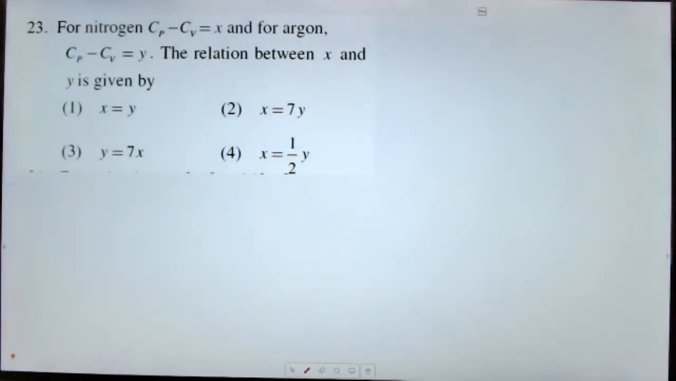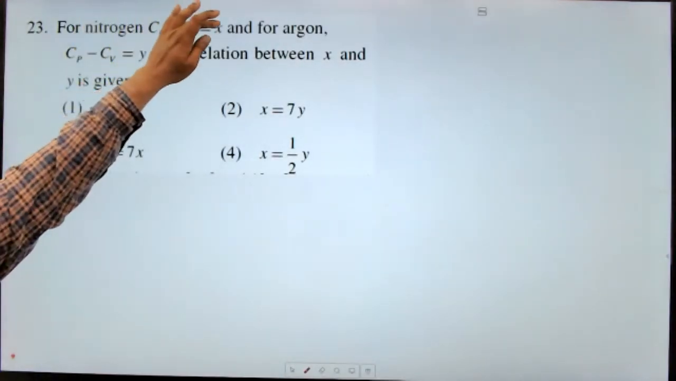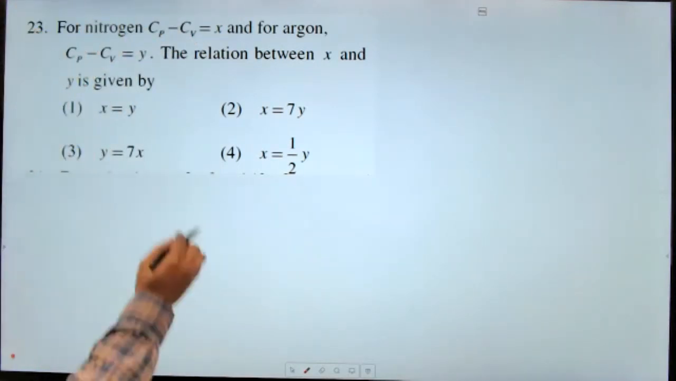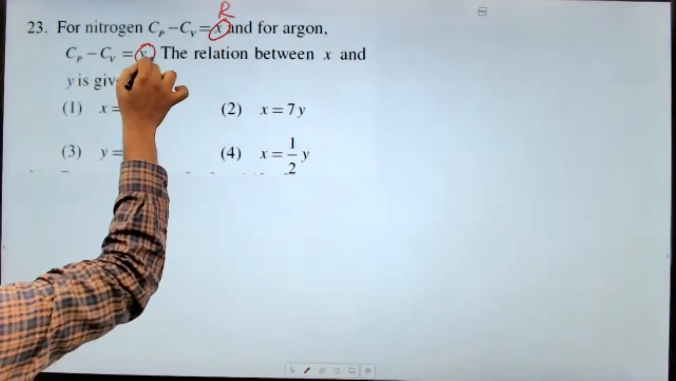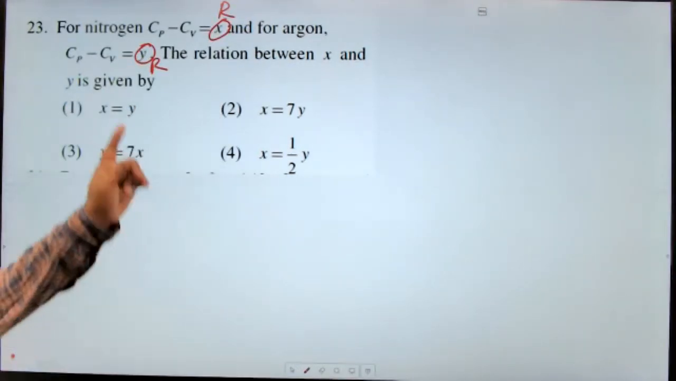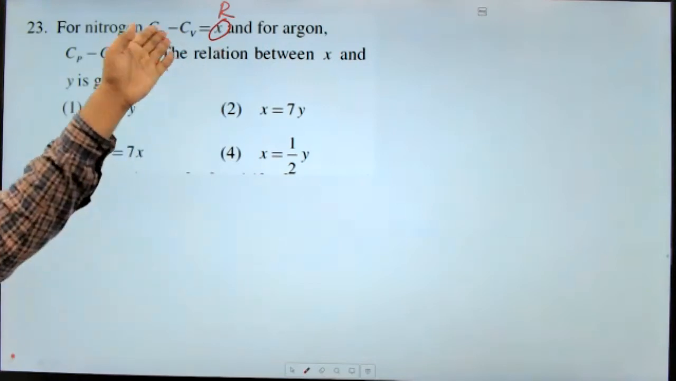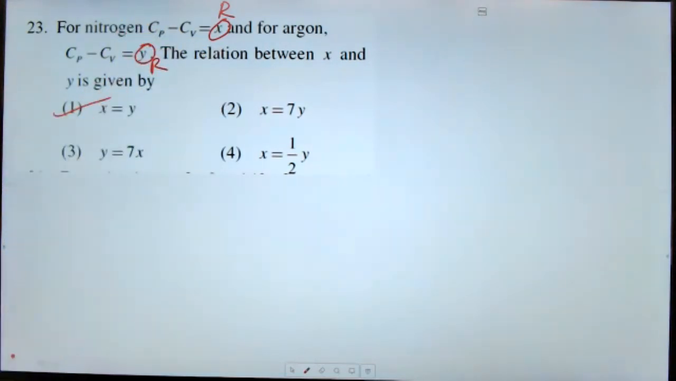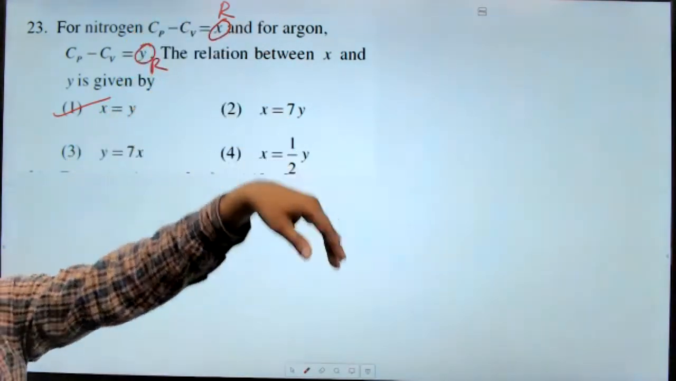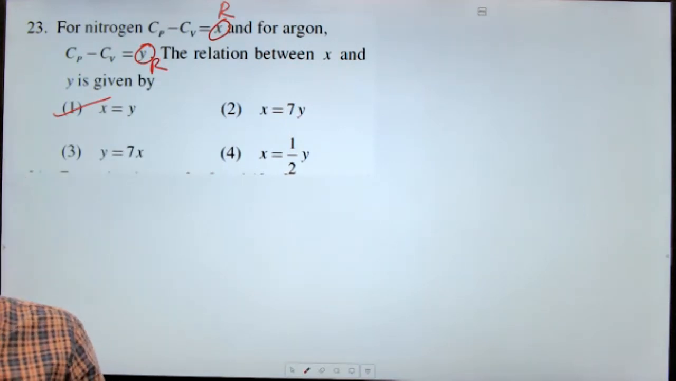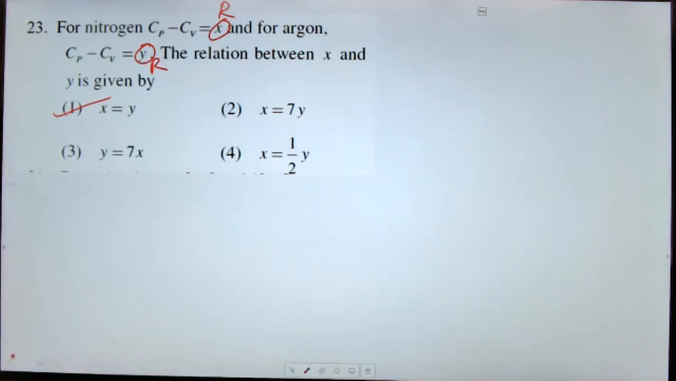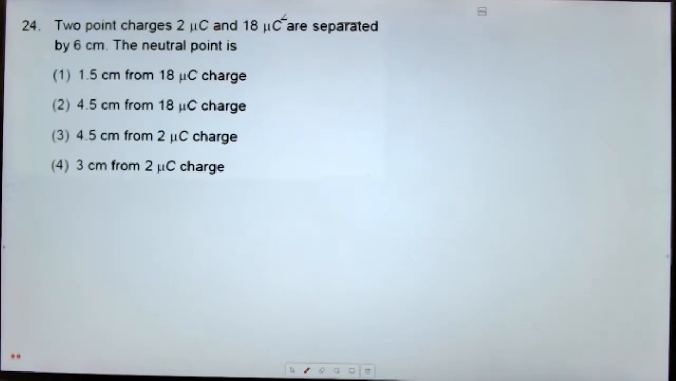Next one. For nitrogen, Cp minus Cv equals some constant x is given. For argon also, y is given. Cp minus Cv is always R only, no? For any gas, irrespective of the gas, the Cp minus Cv value is R only. So you have to select x equal to y. Does it depend on gas properties? No. Cp minus Cv is R for any gas, for diatomic, monoatomic or triatomic also. So x equals y.